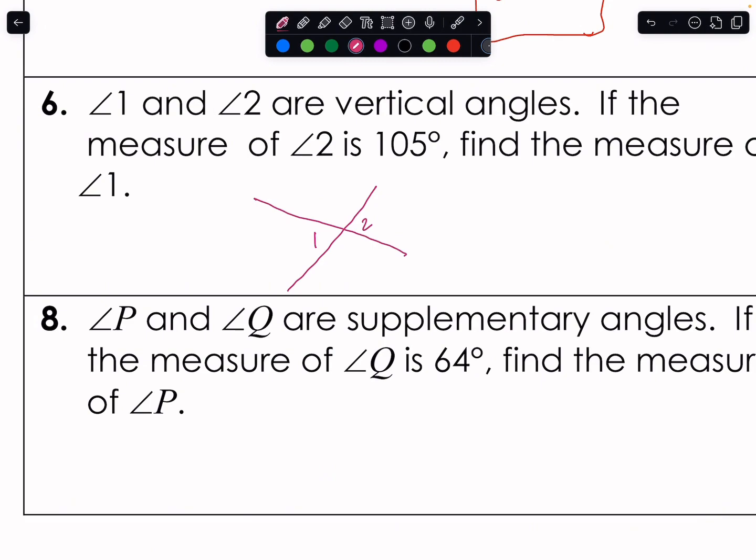If the measure of 2 is 105 degrees, what does that mean measure 1 is? 105 degrees, because vertical angles are always congruent. By the way, the symbol for congruent is that one, just a reminder. So the measurement of angle 1 is equal to 105 degrees.